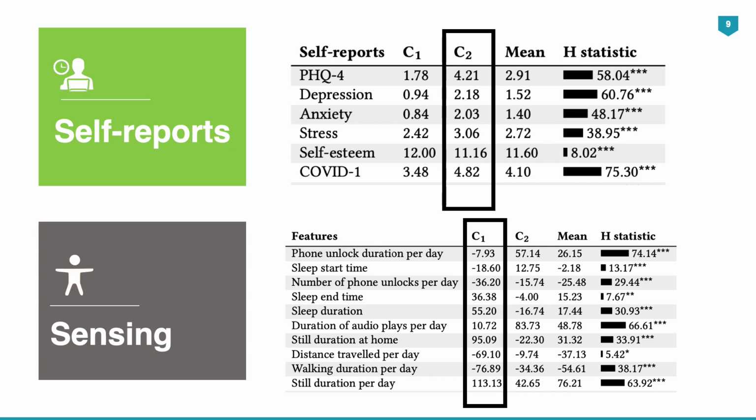We can see that while some students had an increase in certain behavior, others had a decrease. For instance, the sleep start time decreased for cluster C1 students, whereas it increased for cluster C2 students. So this analysis shows that individuals handle the pandemic differently. Even within a homogeneous population of undergraduate students belonging to a single institution, there are subgroups of students with differing changes in mental health and behaviors.